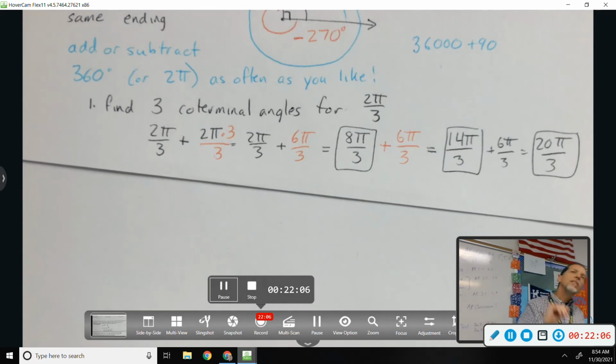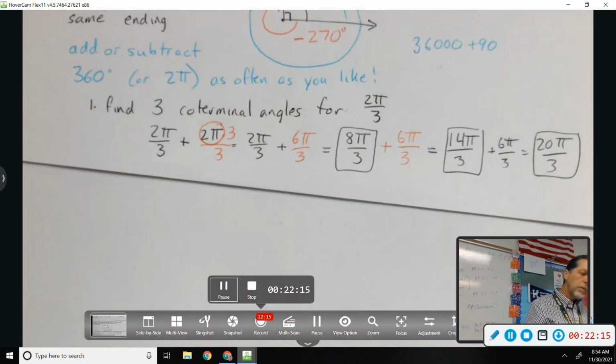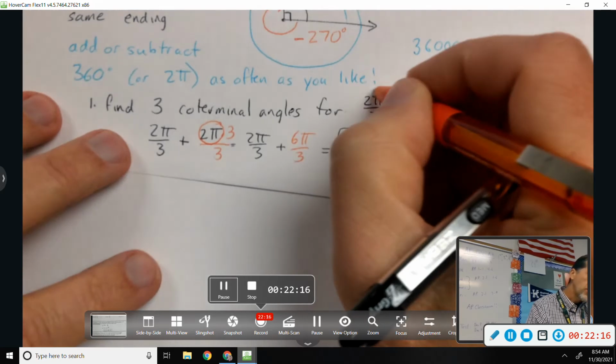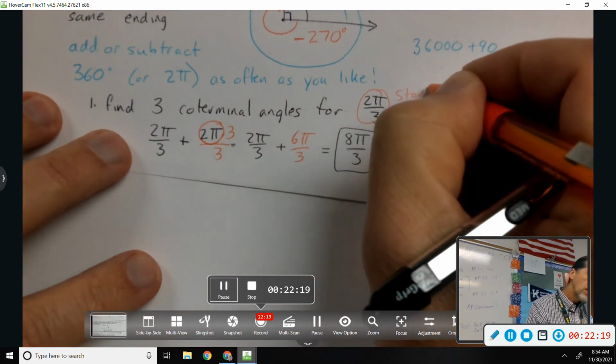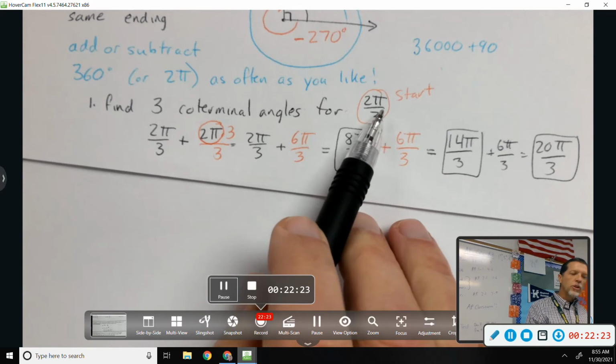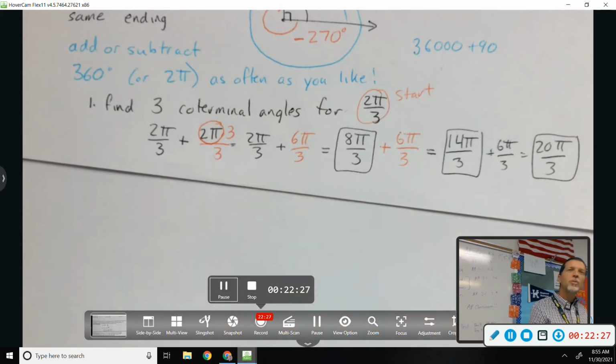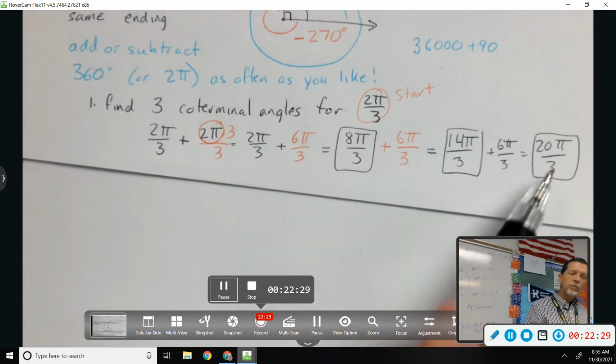So, how do you know what to add? I'm confused on why you're adding just 2 pi over 3. Where is that coming from? Because that's where we started. We started at 2 pi over 3. Whatever you're looking to be coterminal with is where you'll start, and then you'll add 2 pi however many times you would like.